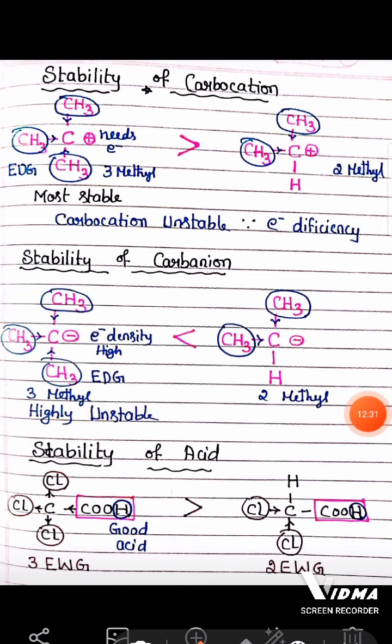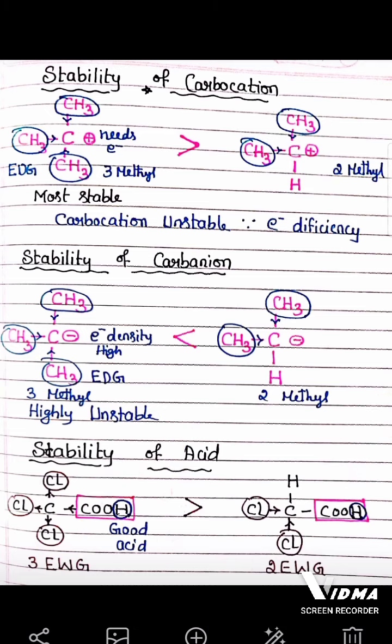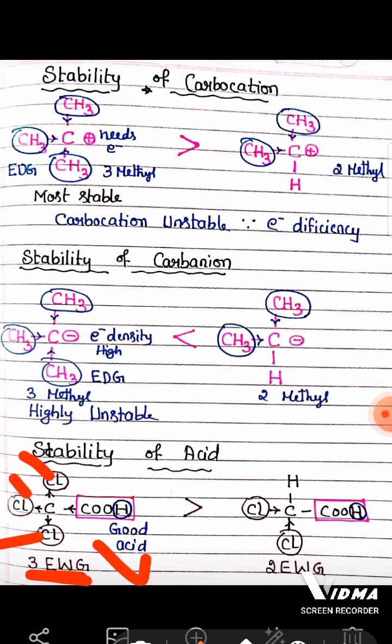Then, stability of the acid. If you see the acid, we have a carboxylic acid group here. So this hydrogen atom is released as hydrogen ion, and is responsible for the acidic nature. Now we have to understand stability here. In this particular case of carboxylic acid, trichloroethanoic acid, we can find 3 chloro groups, and chloro groups are electron withdrawing groups. Whereas in dichloroethanoic acid, we can find 2 chloro groups.